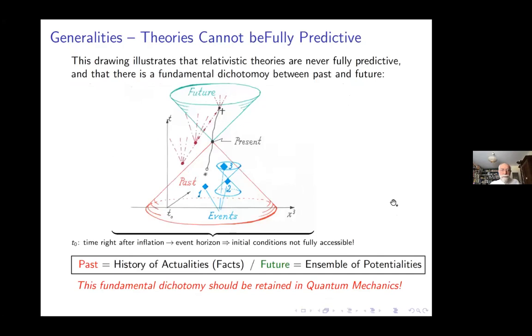So here is an important figure. This figure immediately shows that relativistic theories are never fully predictive, because you only know about events that happened in your past light cone, and so you don't have complete access to initial conditions. You might actually be surprised that all of a sudden something happens that is totally unexpected. So the past light cone is full of events or facts. The future light cone is filled with potentialities. And this dichotomy is one that we should incorporate into a good formulation of quantum mechanics. And that's what the ETH approach will do.